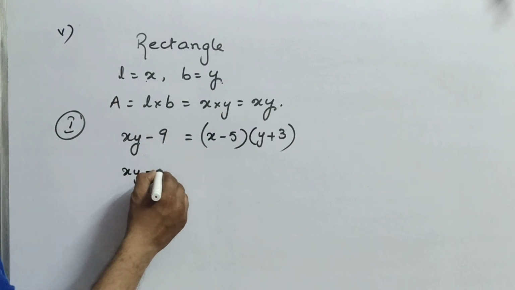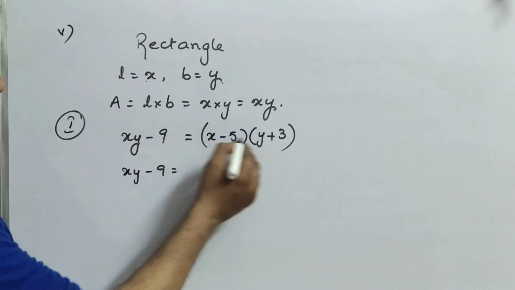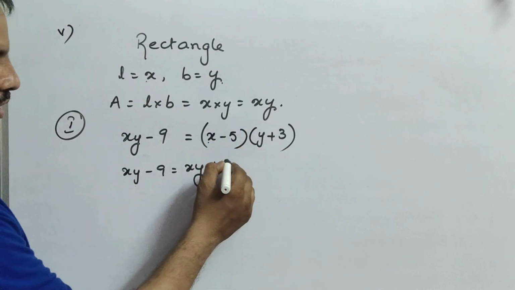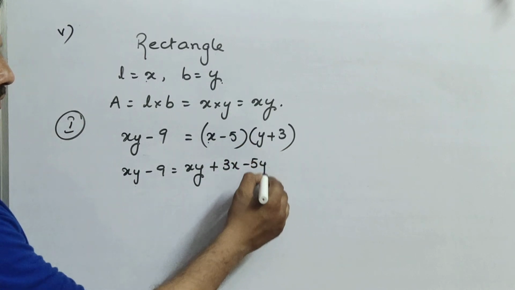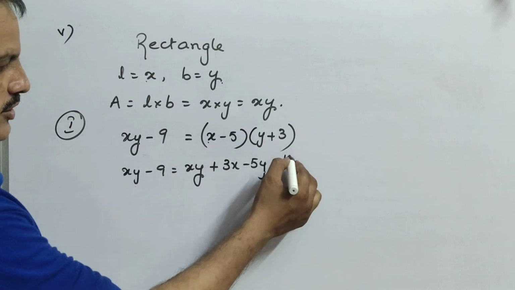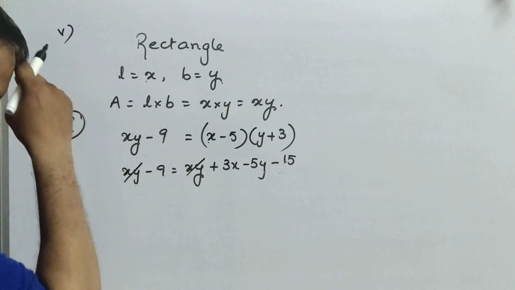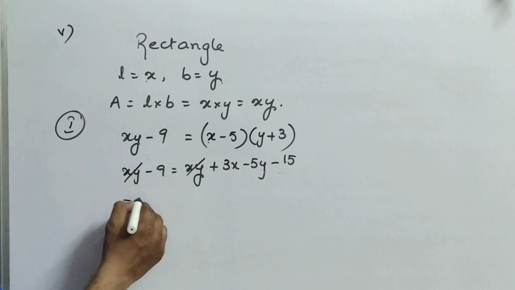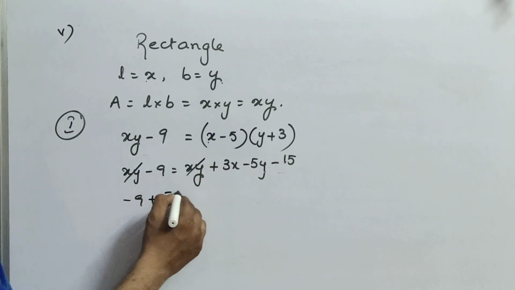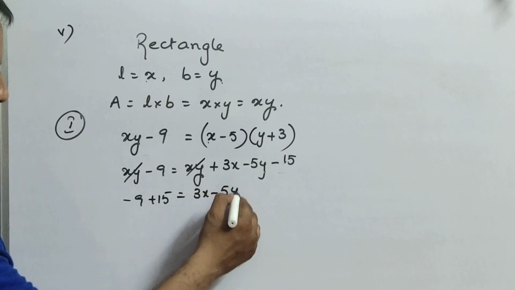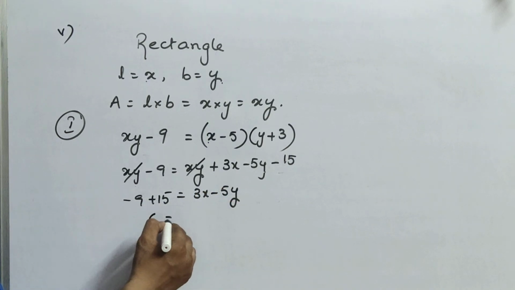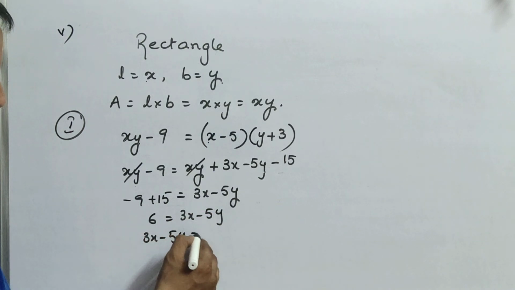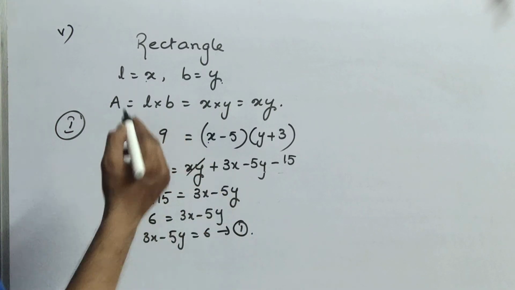So xy minus 9 equals to the multiplication: x into y gives xy, x into 3 gives 3x, minus 5y, and minus 5 into 3 is minus 15. So xy minus xy gets cancelled. Now send minus 15 to this side. Minus 9 plus 15 equals to 3x minus 5y. So 15 minus 9 is 6. So 3x minus 5y equals to 6 is the first condition, equation 1.